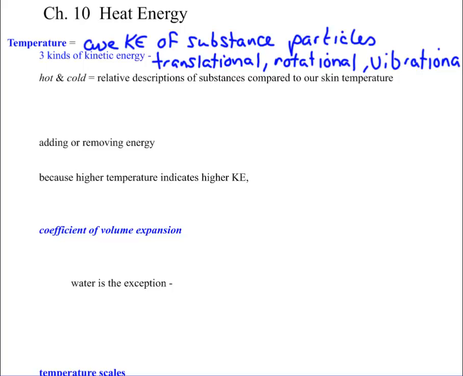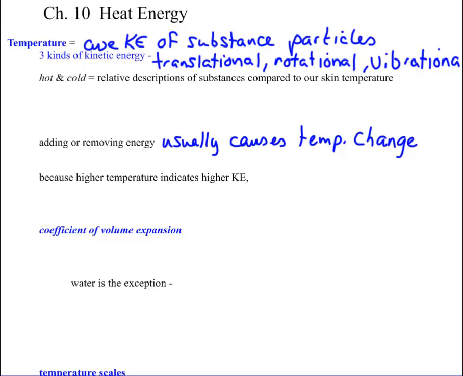When we talk about things that are hot and cold, what we're talking about is relative amounts of heat or internal energy that one substance has compared to another substance, and primarily compared to our skin temperature. When we add or remove energy, many times, but not always, what we'll encounter is a temperature change of our substance. When we have higher temperatures, we have higher average kinetic energy of our particles, and what those particles do when they collide is they collide more vigorously, and when they collide, they push away from each other more rapidly.